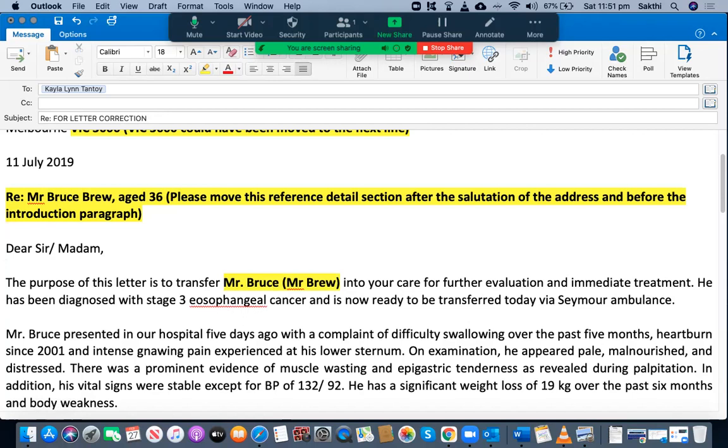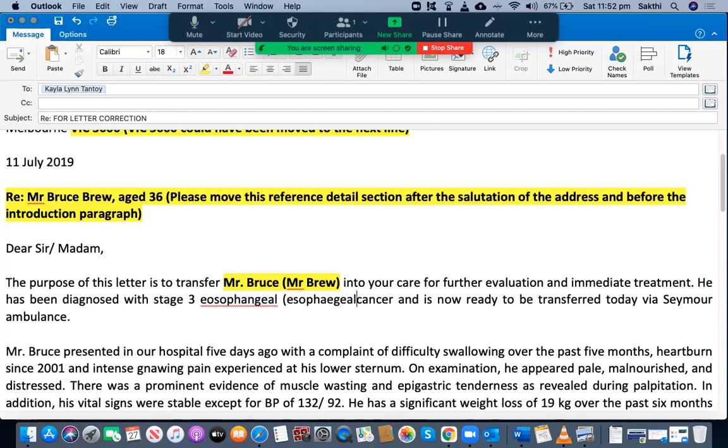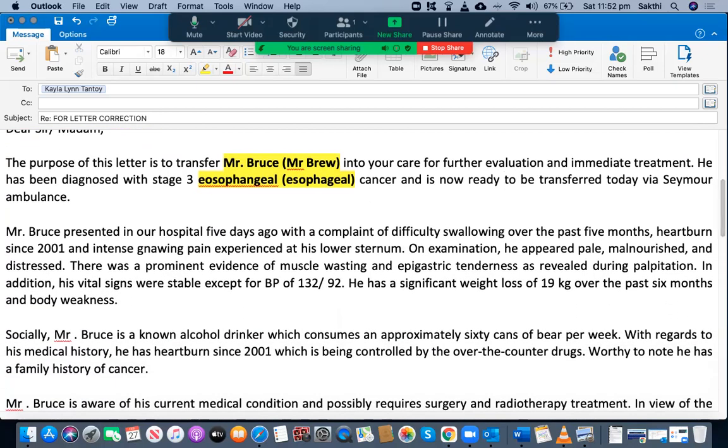That's good. He has been diagnosed with stage 3 esophageal cancer. Well, there is a spelling mistake here. It must be esophageal cancer. That should be the spelling. So the spelling that you have written is incorrect. And he is now ready to be transferred today via Seymour ambulance. That's all right. There is no other grammar mistake in the introduction paragraph.